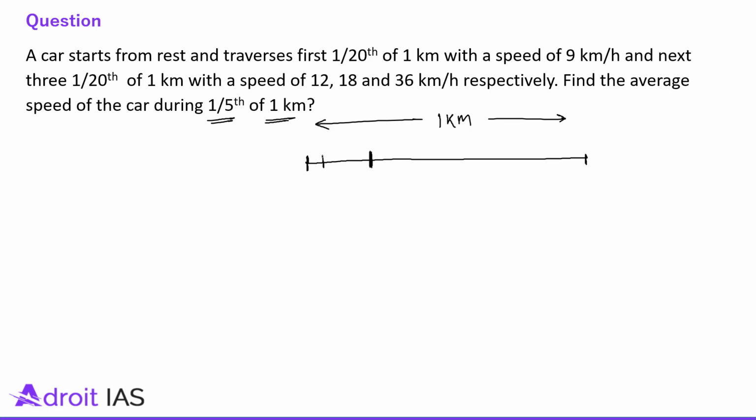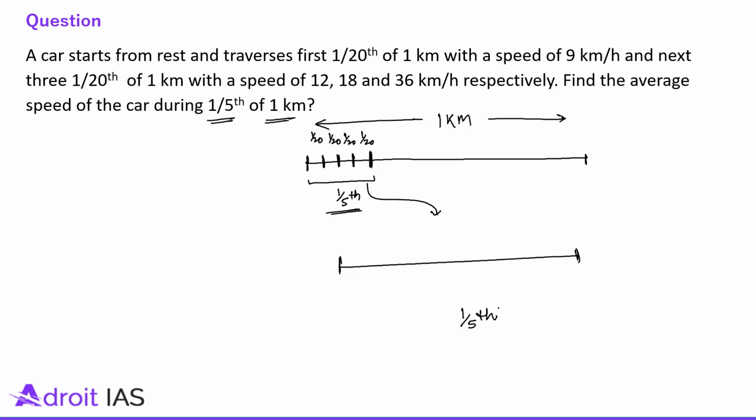So this is 1/20th, 1/20th, 1/20th and 1/20th. 4 parts are there. So the entire is 4/20th. So this is 1/5 of a kilometer, right? I'm trying to enlarge this one only, like this. And here, this is the first 1/20th, this is the second 1/20th, this is the third 1/20th, and this is the fourth 1/20th, right?